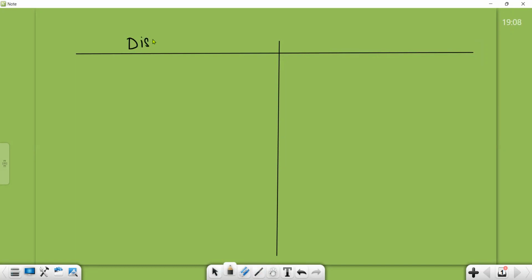So first we will write the differences between distance and displacement. So what is distance, students? Distance is actually the length of the path actually traveled by a body in any direction. Yeah, ma'am. So that can be the first point.